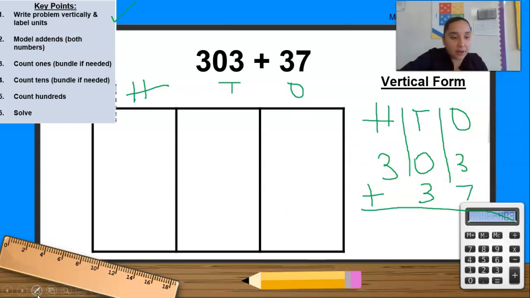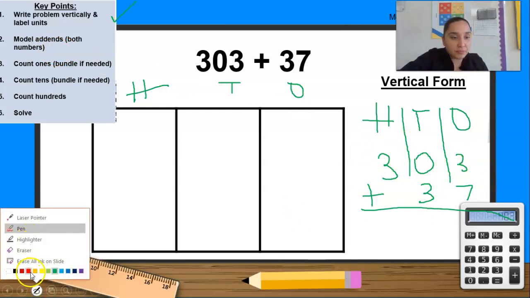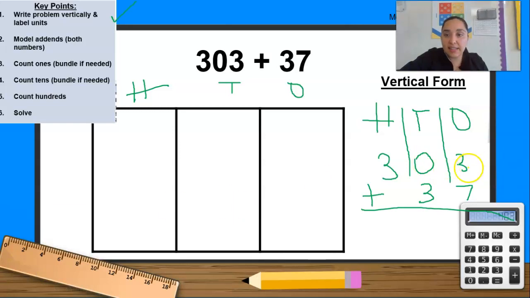So I'm going to select another. And let's see. This tells me that I have 3 ones. So 1, 2, 3, 0 tens, so I leave it blank, and then 300, so I write 100, 200, 300. This is what it tells me. This is the first addend.